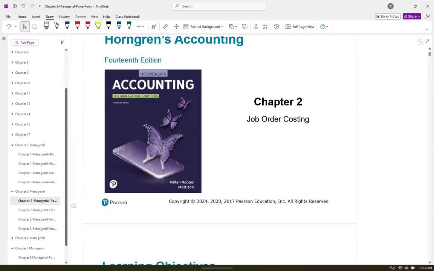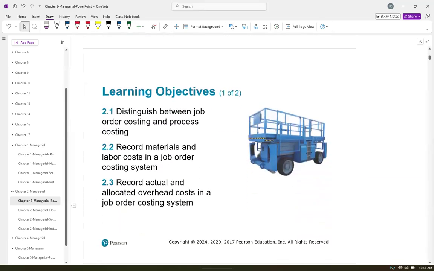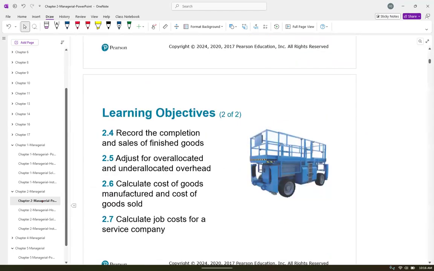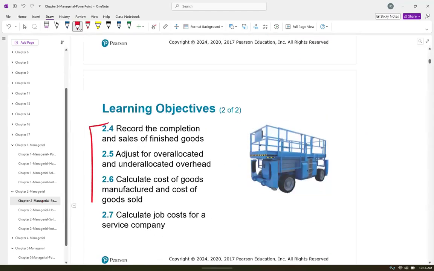Okay. So our first video is going to be over learning objectives 1, 2, and 3. And then the next video, we're going to combine all 4 of these objectives. It's really not that long of a chapter. We're doing a lot of the same stuff we did in chapter 1. It's just adding a little bit more to that.